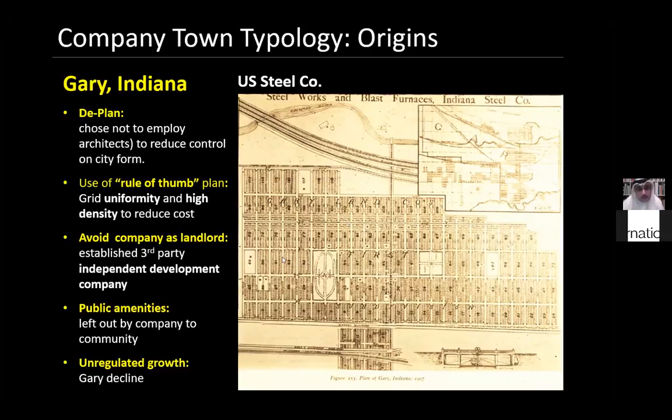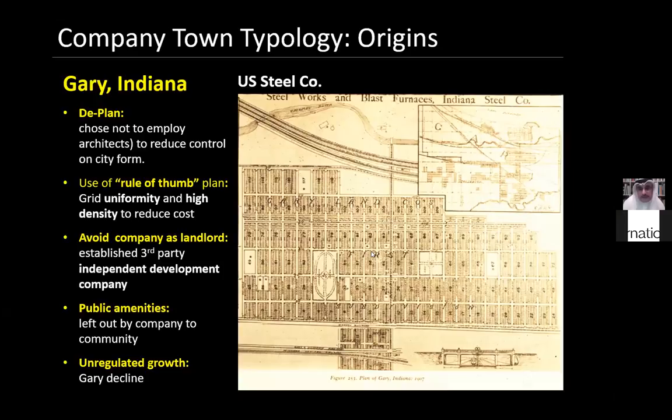The company was not the landlord. In fact, one of the reasons why Pullman, Illinois, was shut down is because of the excessive control of the company, which was the landlord. And here, the landlord was a third-party independent company that was hired by United States Steel Company. The public amenities were left to the residents to lobby for if they wanted schools or theaters or hotels or grocery stores. It was left to the market forces to come and develop this town. The growth of the city was completely unregulated.